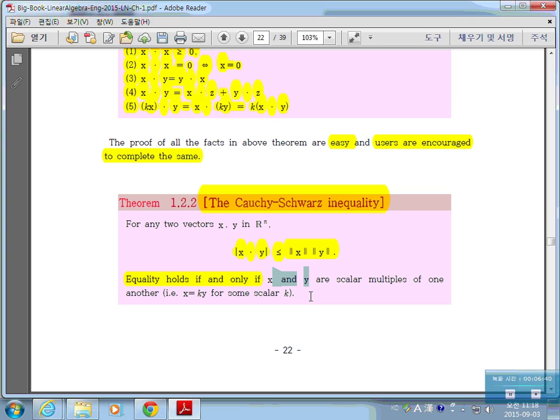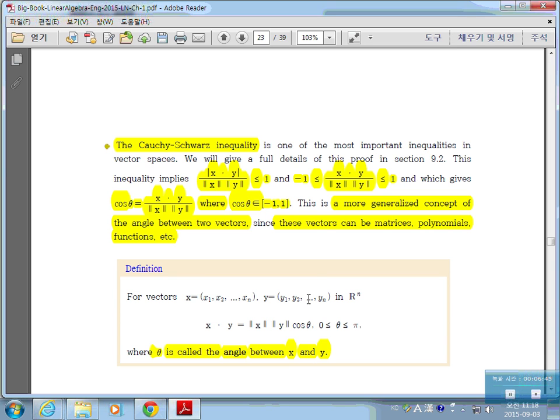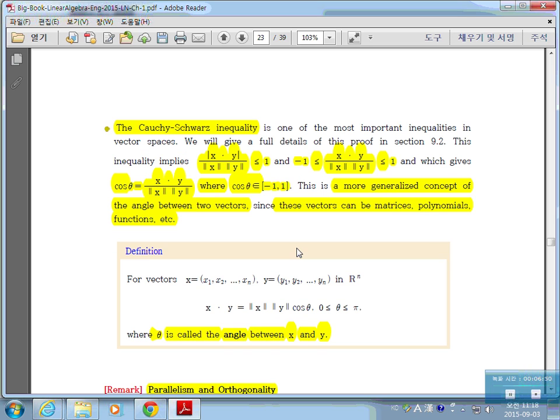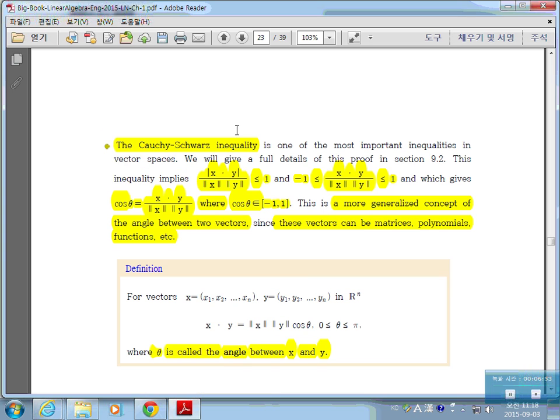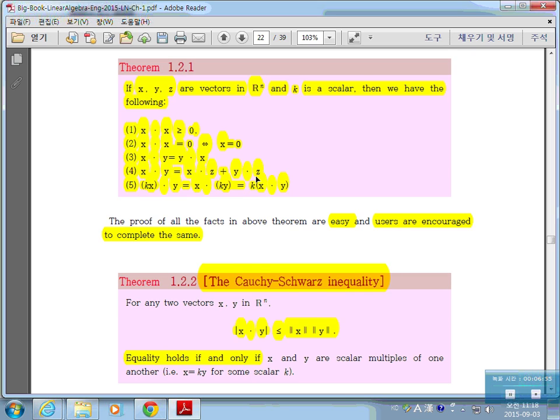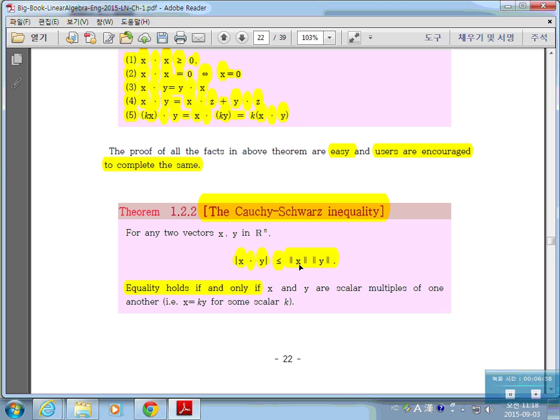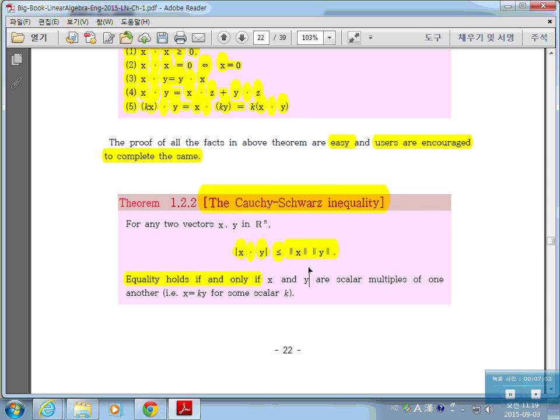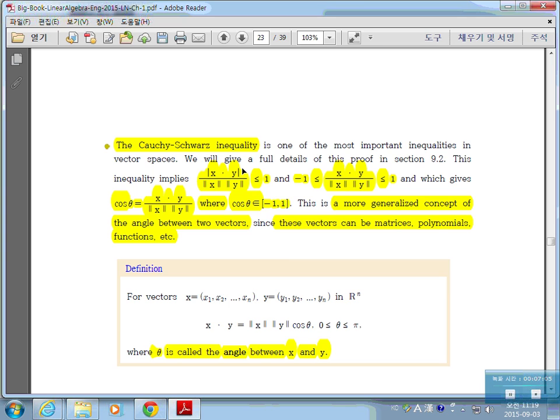The rigorous proof of this Cauchy-Schwarz inequality and the parallelogram inequality will be given in chapter 7. The important thing about this Cauchy-Schwarz inequality is this: if you divide both sides of this inequality by the right-hand side, then what do you have? You have this, isn't it? This means this value is in between -1 and 1.